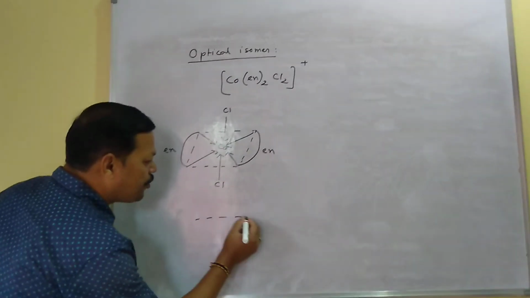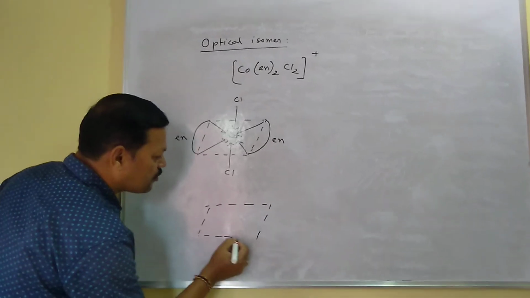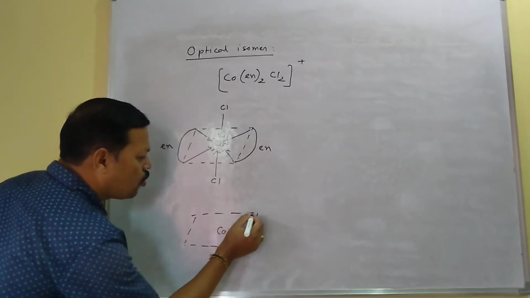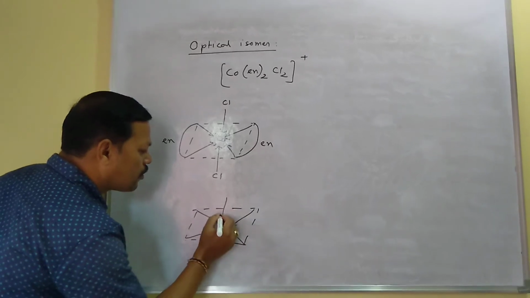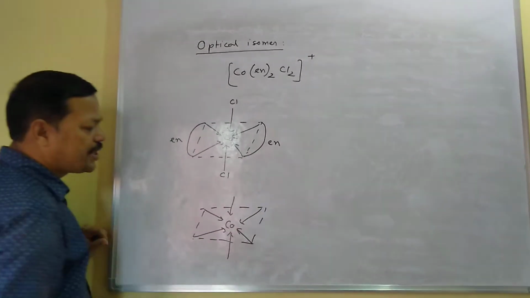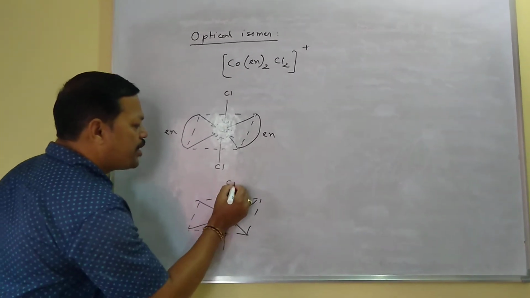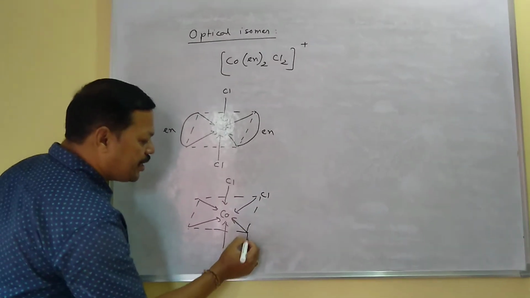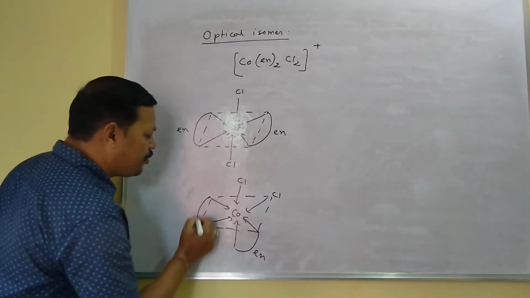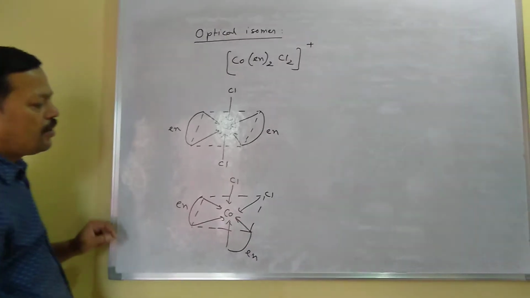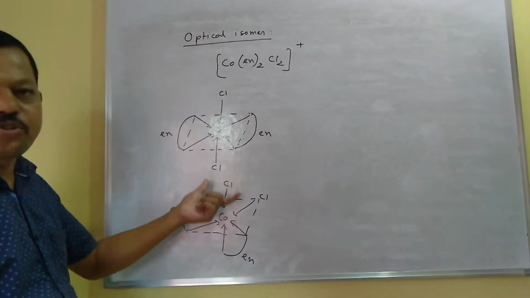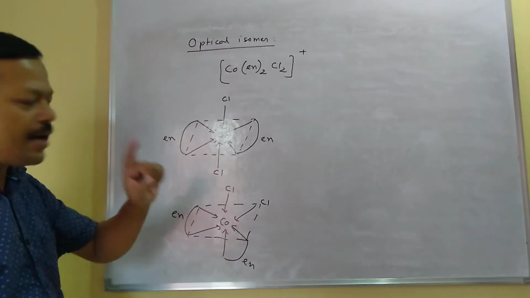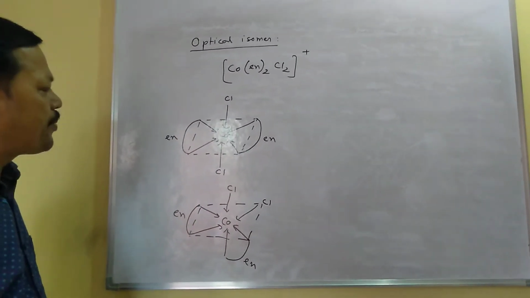Now I will draw another one for this complex. Cobalt, six bonds. Suppose one chlorine is present here, another chlorine is present here, one en is here, another en will be here. This is said to be the cis isomer because these two positions contain similar ligand. That's why cis. This is trans, this is cis according to the geometrical isomer concept.